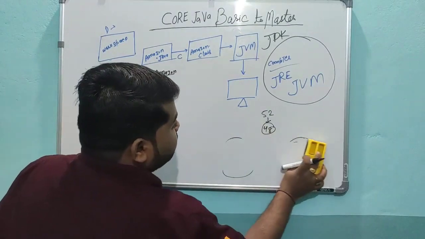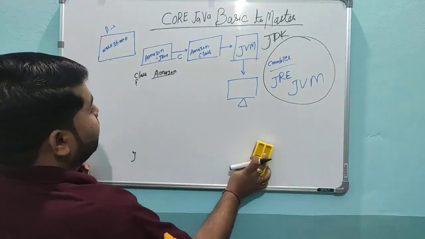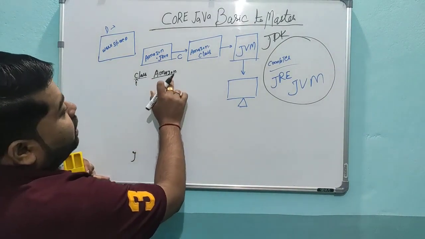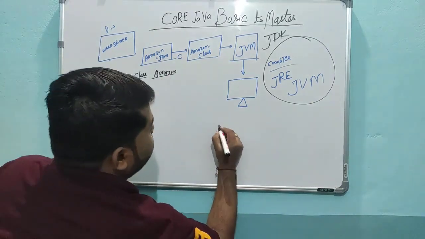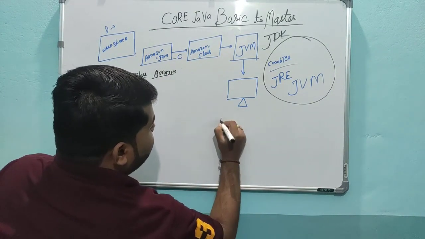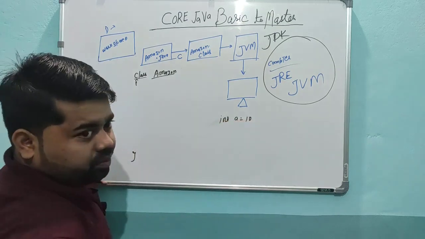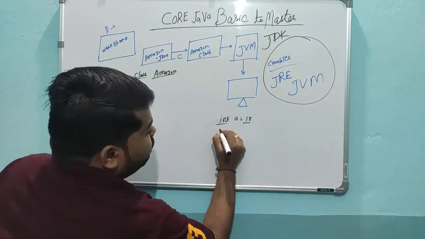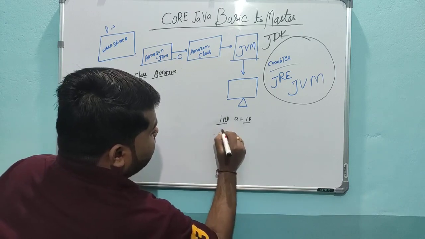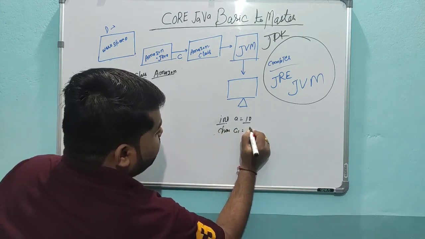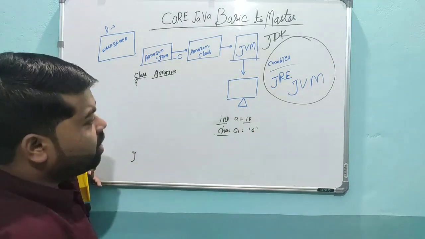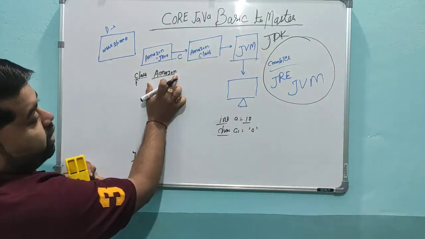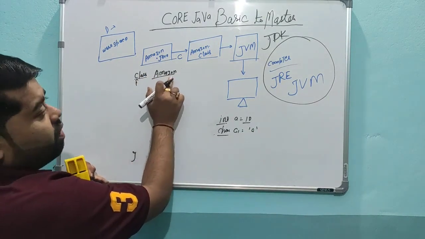So this physical object, how to represent it in the programming world? Then we use this class keyword. This class keyword will define the type of the physical object. If you are writing int a equal to 10, so int defines that it is an integer type. If I write char c1 equal to a, this is your character type. So when you are defining this Amazon, Amazon is your physical object, and this will define the type of this physical object.